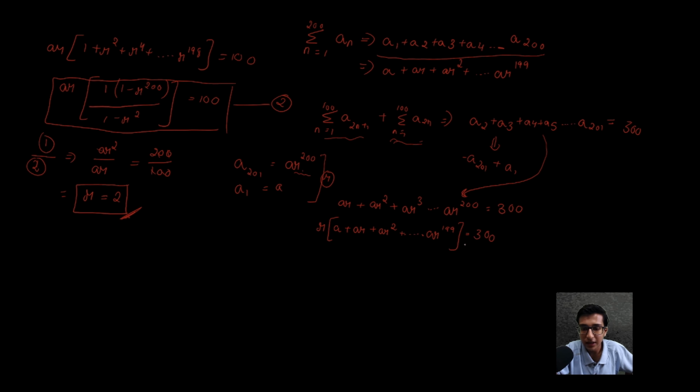Now if you try to look at this equation, a is our a1, ar is our a2, and so on, and this is our a200. That means we've successfully converted this equation into this format by taking r common here. That means this value here is r into summation n is equal to 1 up till 200 an, is equal to 300, and so this value summation an would become 300 by r, and we had calculated the value of r which was 2, so this becomes 150, and this is our answer.